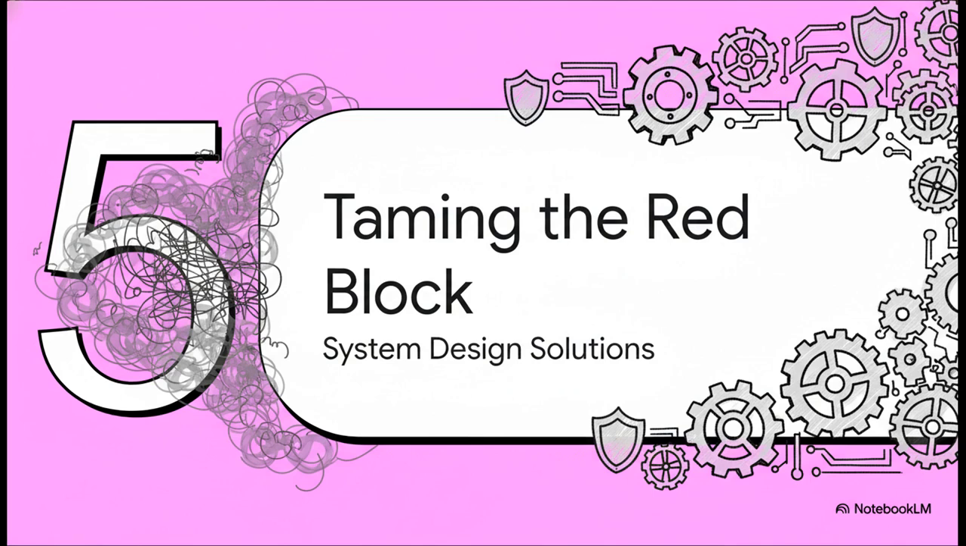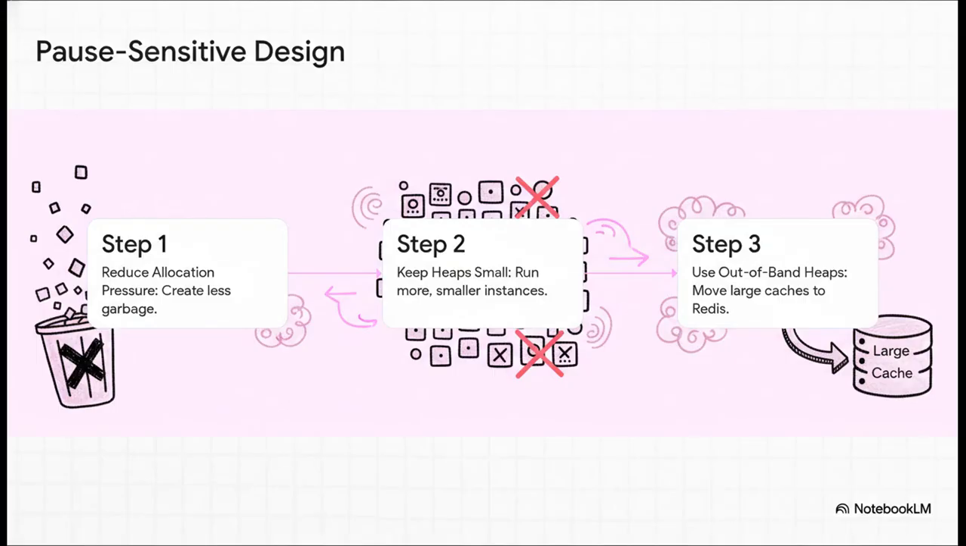Well, let's talk solutions, because this is how you build a truly resilient system. The pros, they design for what's called pause sensitivity. And the strategy really has three parts. First, you reduce allocation pressure. Simple enough. Just create less garbage in the first place. Second, you keep your memory heaps small. Run more instances with less memory each instead of a few giant ones. And third, you move those big caches to an out-of-band heap, like Redis, so the V8 engine doesn't even have to worry about managing that memory.